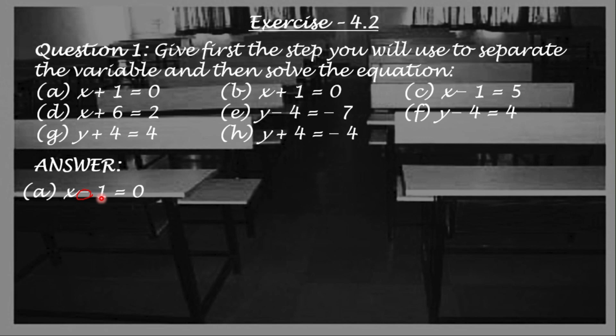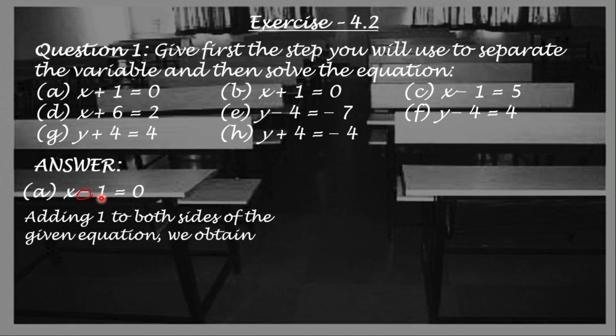So what we will do here is add 1 to both sides. What will we get in the equation? x minus 1 plus 1 is equal to 0 plus 1. First we write x minus 1 as it is, then we add 1 to both sides, either the left side or the right hand side. After solving it, what we get here is x equals 1.